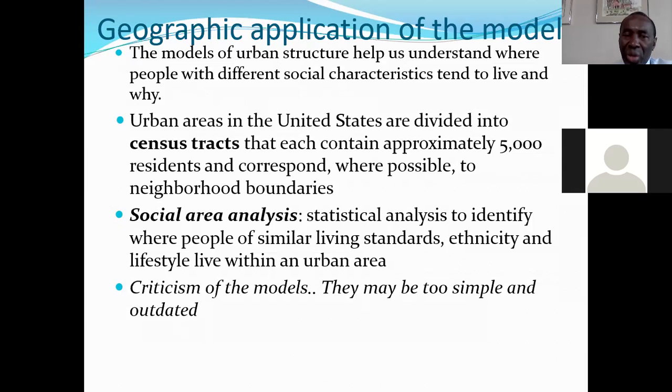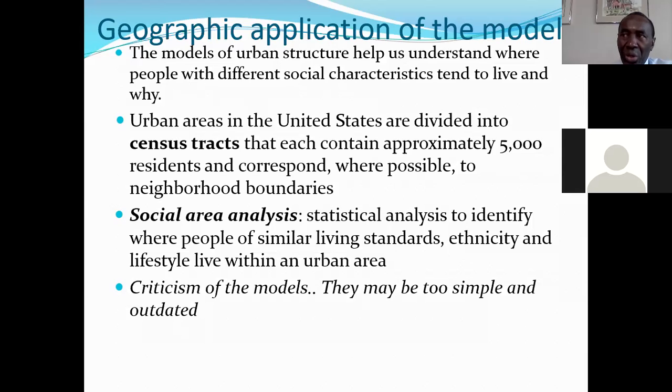The census tract normally approximates about 5,000 residents, and where possible, they want it to be within the neighborhood boundaries. So whenever they take a census, they divide each place into census tracts, and each census tract is estimated to have about 5,000 people living there. And where possible, they want it to be at par with the neighborhood.